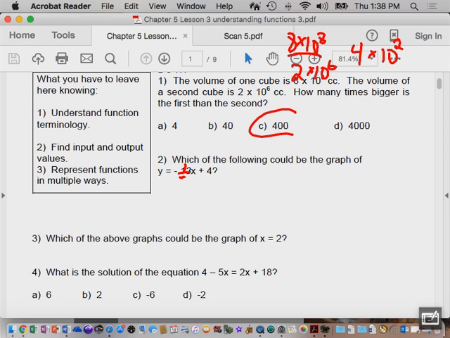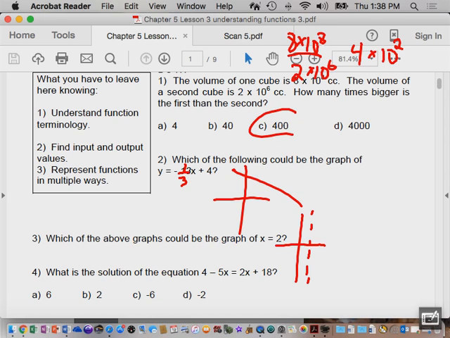All right, which of the following could be the graph of 1/3? Oh, it's negative, remember. Now, which of the graphs could be the graph of x equals 2? x equals 2 goes just like that. All right, so that's what it should look like anyway.